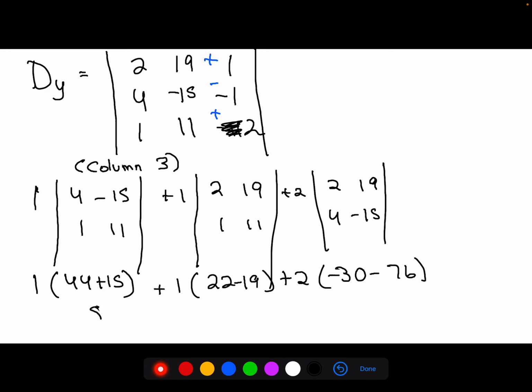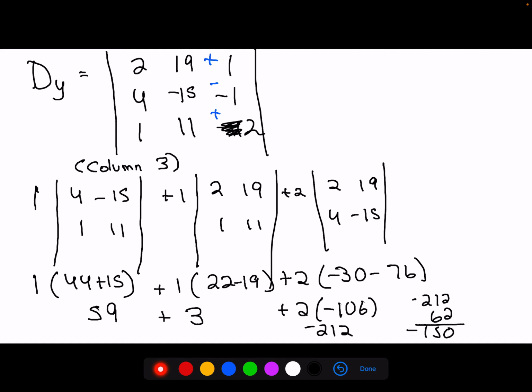So 59 plus 3 plus 2 times -106. So that's -212 there. So -212 and 62. So I get negative 150 for this one.